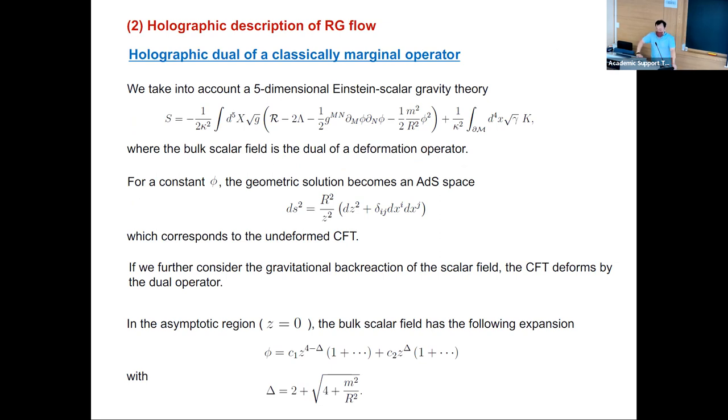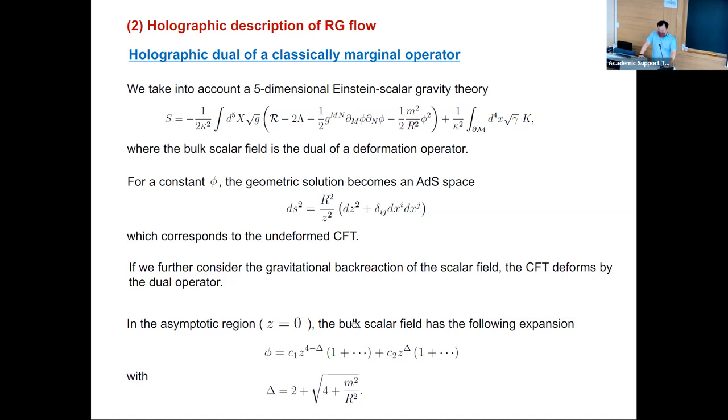Because the gluon condensation is a scalar operator, we introduce a scalar field in the dual gravity theory. In general, we can also consider a mass for that scalar field. In this case, there is a negative cosmological constant. We first assume an AdS space, and then we put in a massive scalar field. Then the gravitational back reaction of that massive scalar field changes the background geometry.